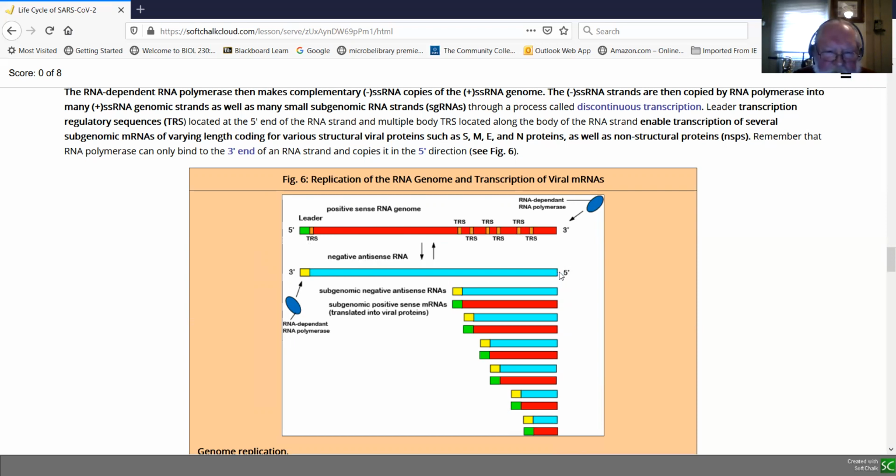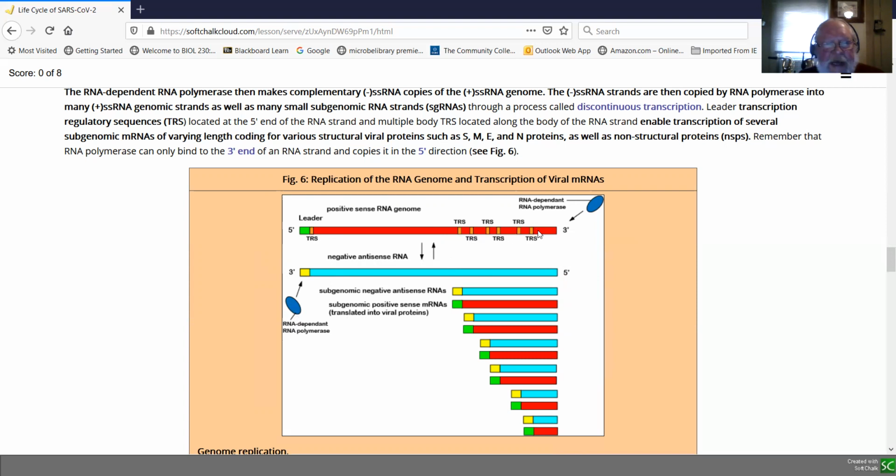antisense strand. Now, RNA-dependent RNA polymerase can bind to the 3' end of the negative antisense strand and copy that back into genomic RNA. So once the genome is copied into a negative antisense strand, RNA-dependent RNA polymerase keeps copying that over and over again into more genomes until there's enough genomes for all the viruses to have one.